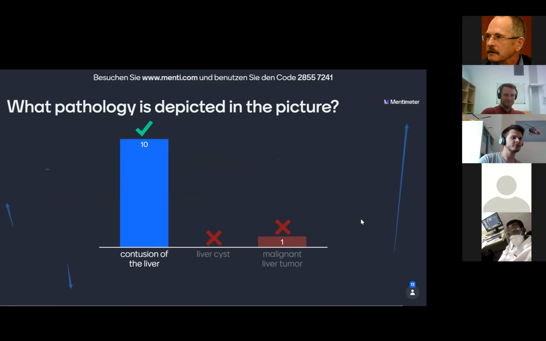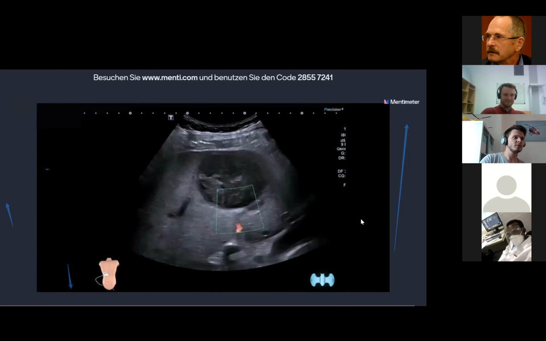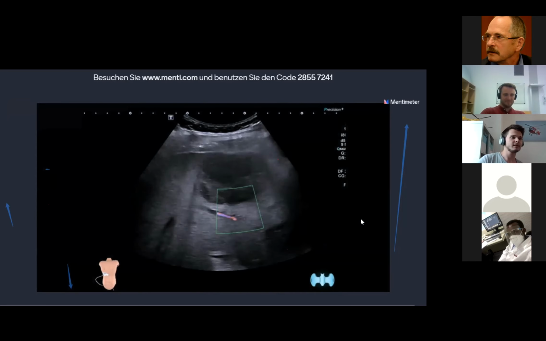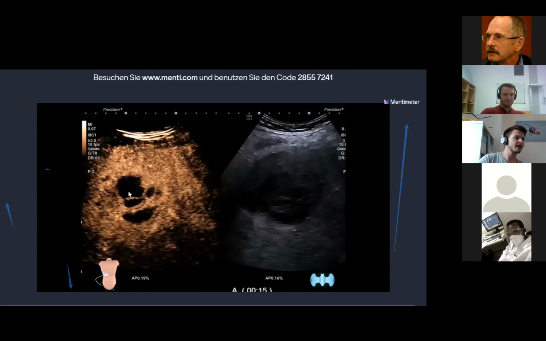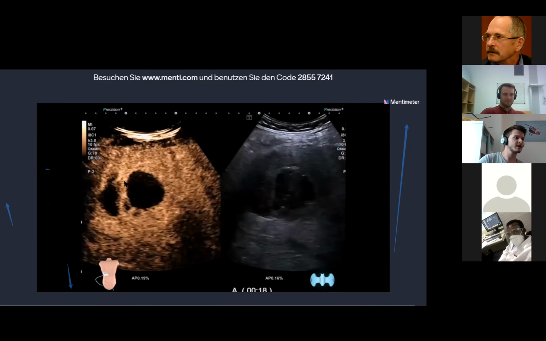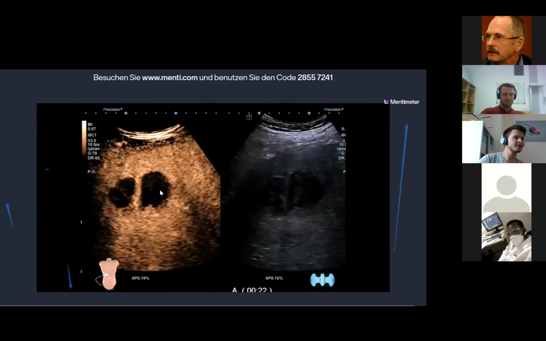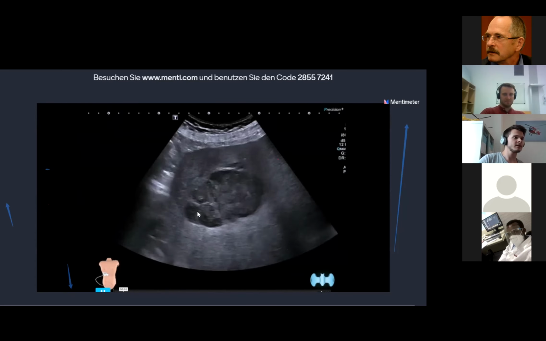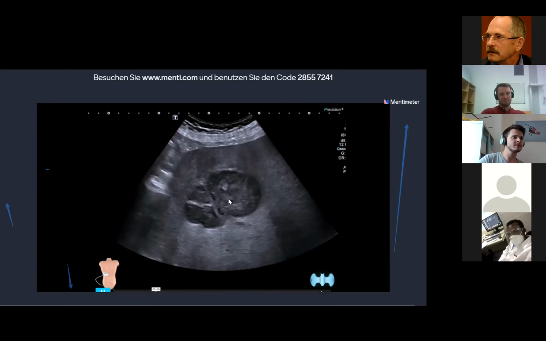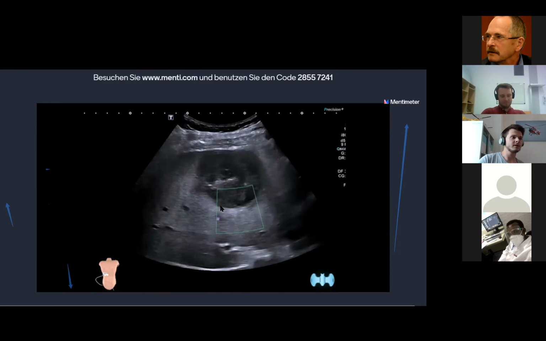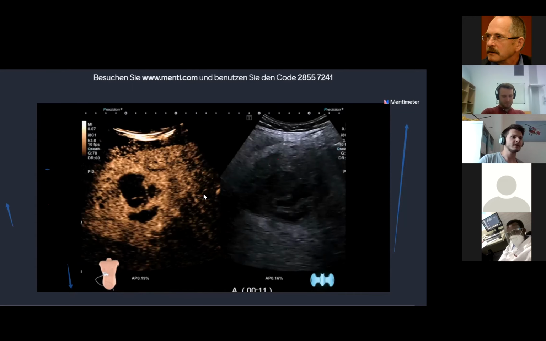Okay, 10 up for the contusion of the liver, and that's totally right. So also the red flag was the motorcycle accident. You can also see here the same thing as in the 94-year patient. You have a round lesion here into the liver and no contrast enhancement into this lesion. And here in the B mode, you can also see there is something into this cyst, and it's also a bleeding thing here into the liver after the accident.